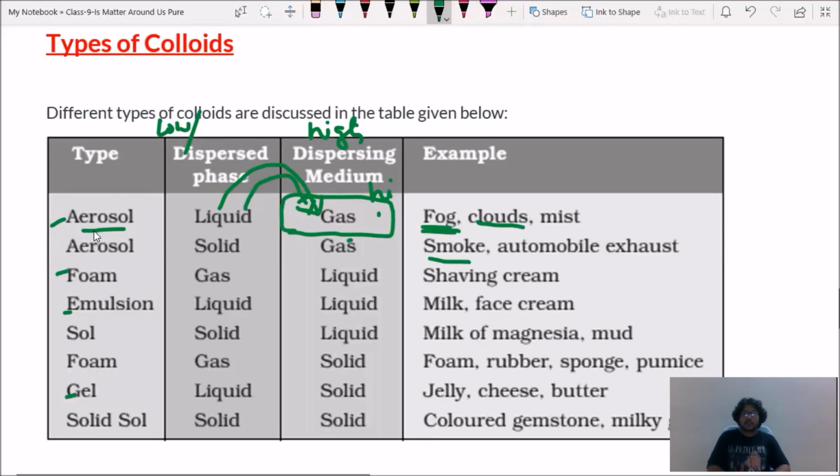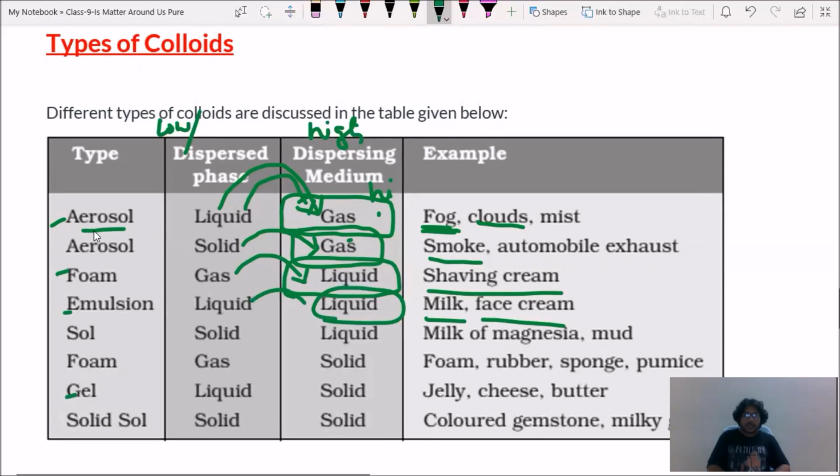Next, smoke we have observed. In that smoke, gas is the major component. In that gas, solid particles will occupy some space. And you know shaving cream, a foam example. In that shaving cream, the major component is liquid. In that liquid, gas is added. And milk or face cream, where liquid is added to liquid.